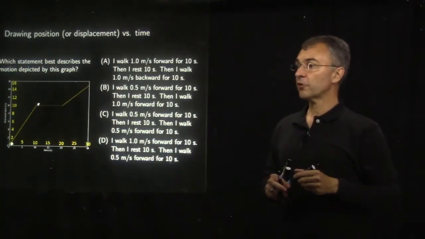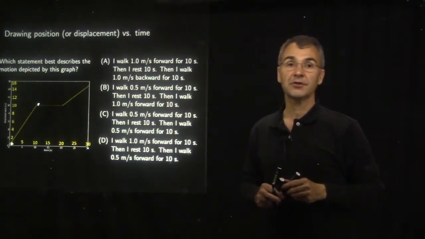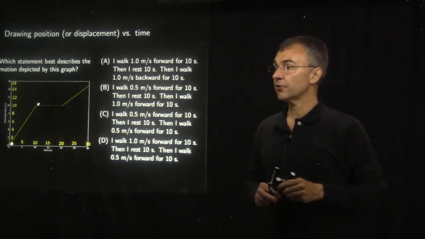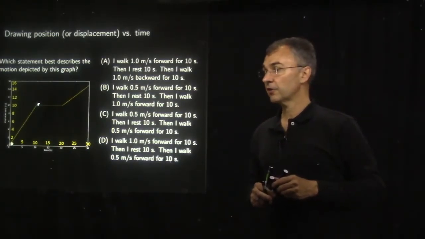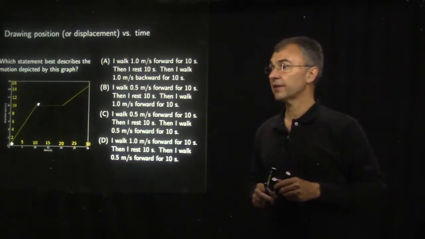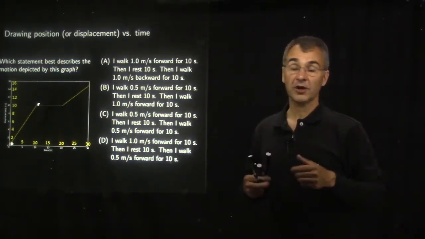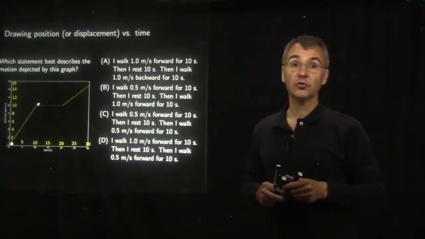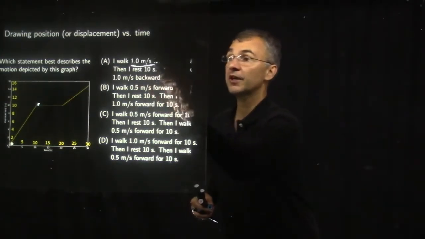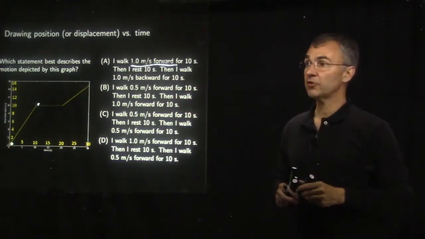So over the course of the first 10 seconds, it seems like I travel 10 meters of displacement. So if I have a displacement of plus 10 meters over a time interval of 10 seconds, that is an x component of velocity, or in other words, a velocity in the forward direction of 1 meter per second. So I think I do walk 1 meter per second forward in the first 10 seconds. So that seems to be true.